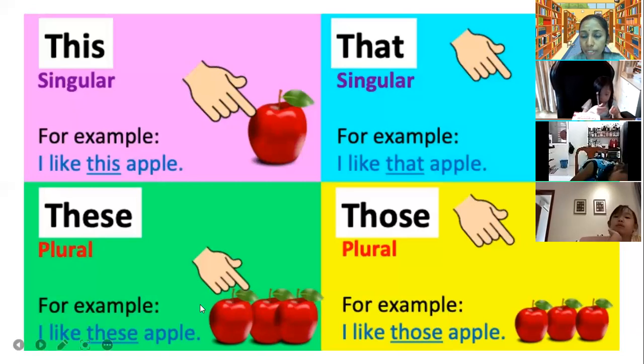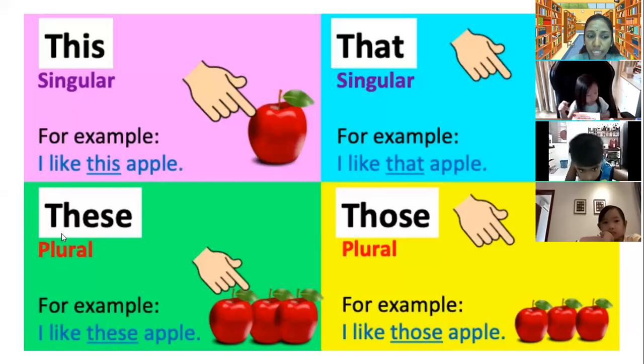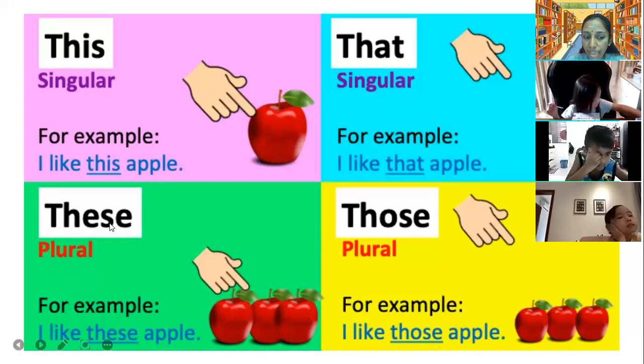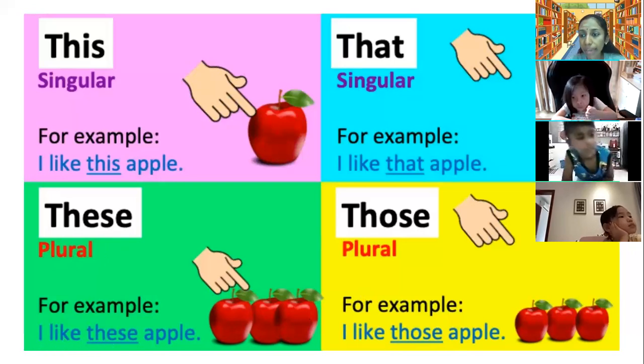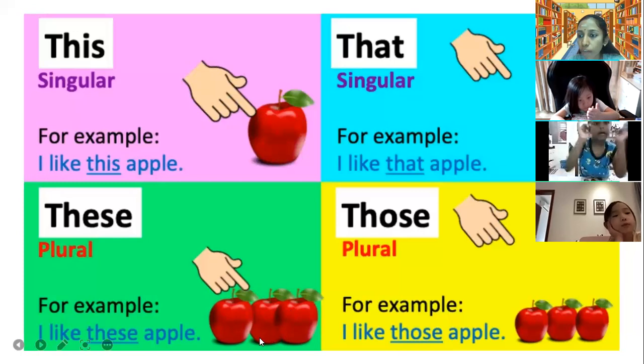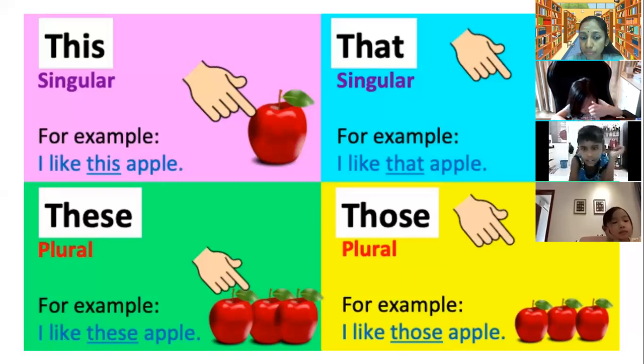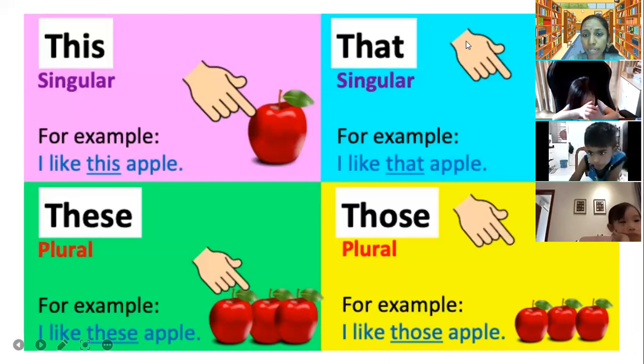But let's look at how we say it in a sentence when we have more apples, right? The next word is THESE. This word we use for plural. Plural means more than one, right? Can you tell teacher the amount of apples here? How many apples can you see? Yes, there are 3 apples here. You can see 1, 2, 3. So 3 apples means plural, right? More than one.